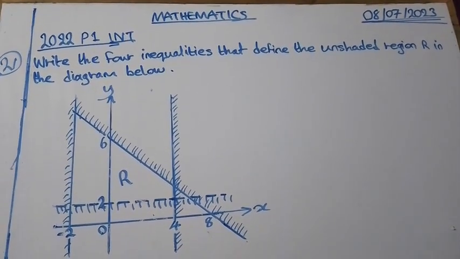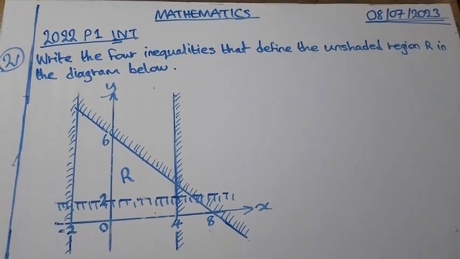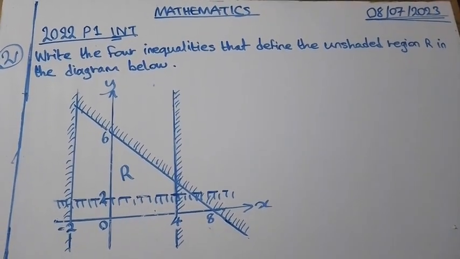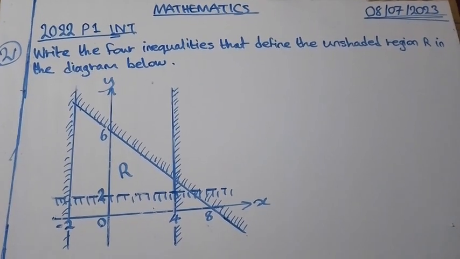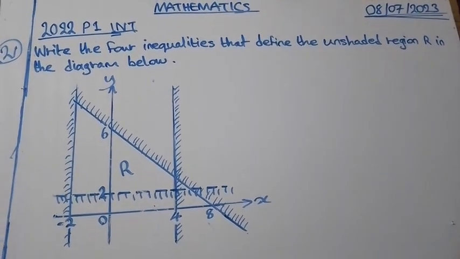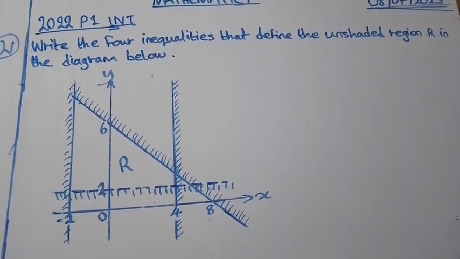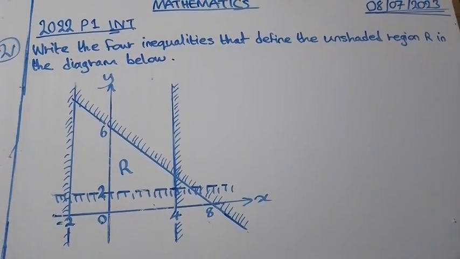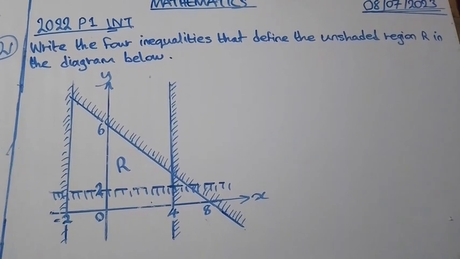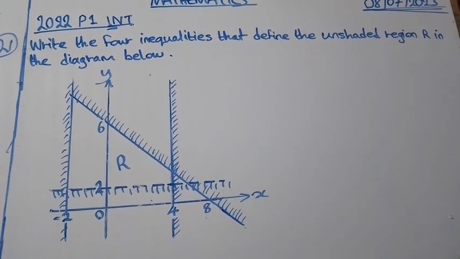This afternoon we are going to answer the question on linear programming, the one which came in 2022 paper 1 internal. The question goes as follows. Write the four inequalities that define the unshaded region in the diagram below.